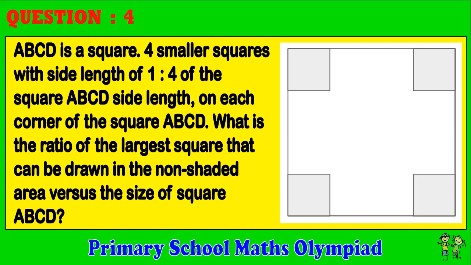Question 4. ABCD is a square. 4 smaller squares with side length of 1 over 4 of the square ABCD side length are on each corner of the square ABCD. What is the ratio of the largest square that can be drawn in the non-shaded area versus the size of square ABCD?